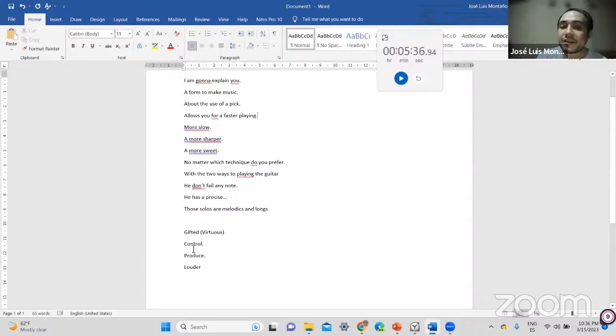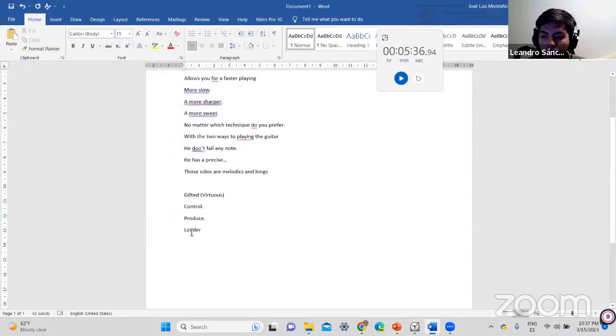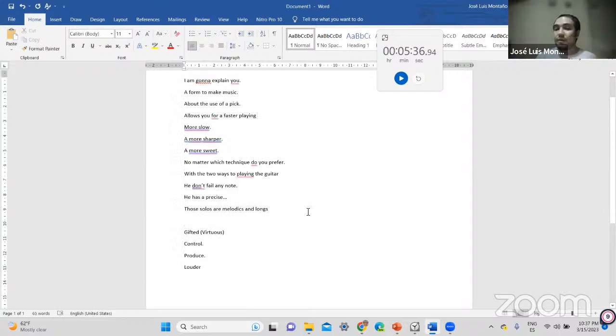Good. Then the stress here is going to be control. Control. Great. The U here, instead of "produce," is going to be more like "EU," like produce. And this "OU" is going to become like louder. Exactly. Okay, so that's it.